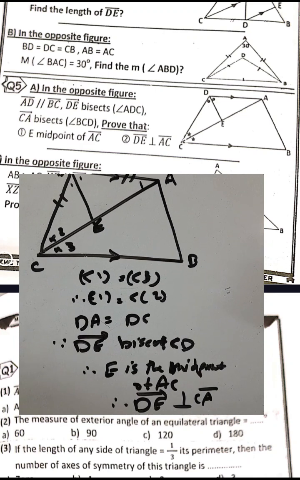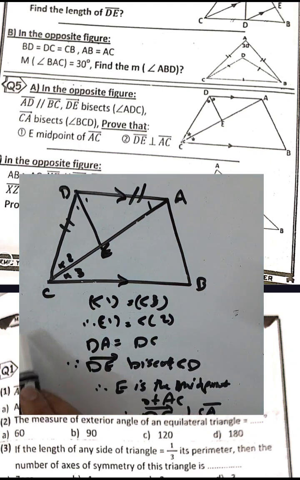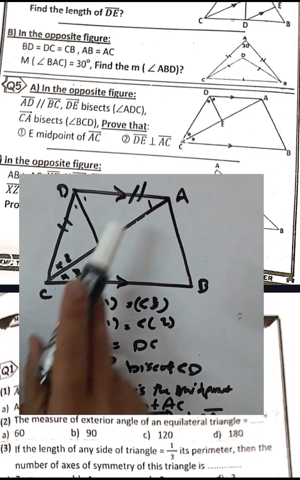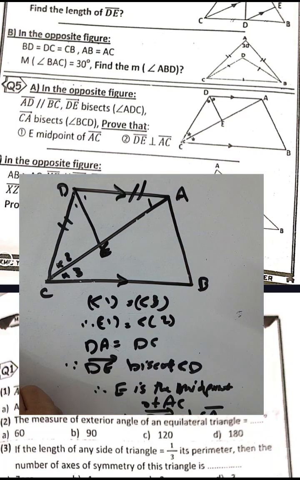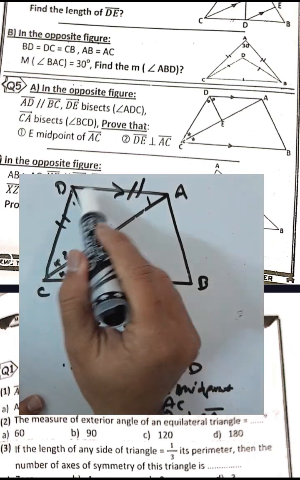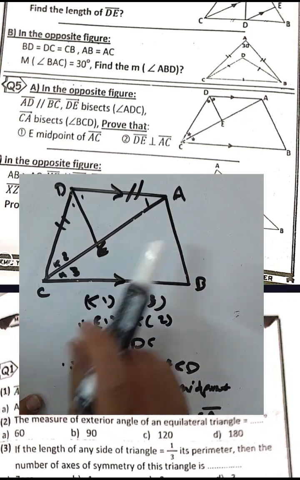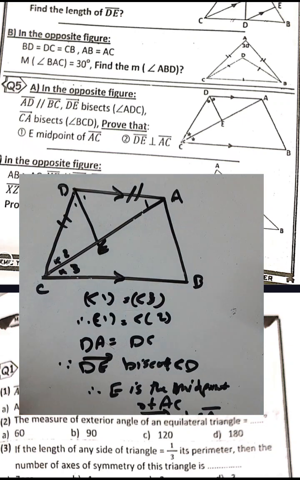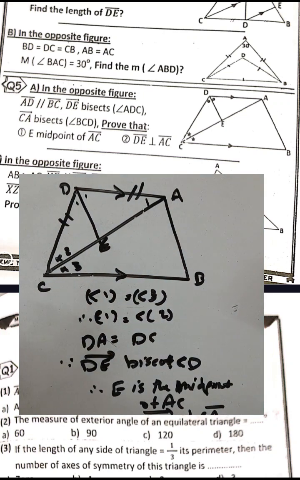Okay, understood? We have alternate angle 1 equal 3, alternate angle, and we have measure of angle 2 equal 3, then 1 equal 2, then DA equal DC. We have isosceles triangle. Then measure of angle 1 equal measure of angle 2, and DE bisects angle D, equality angles. Then DE will be perpendicular to CA. Understood? And E lies in the midpoint between A and C. Next question.